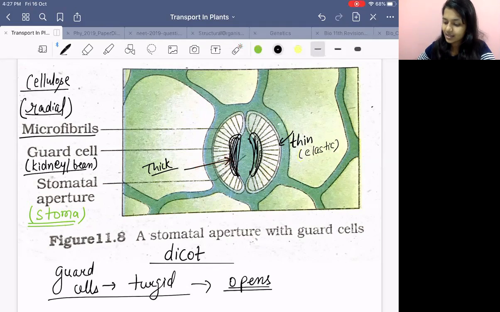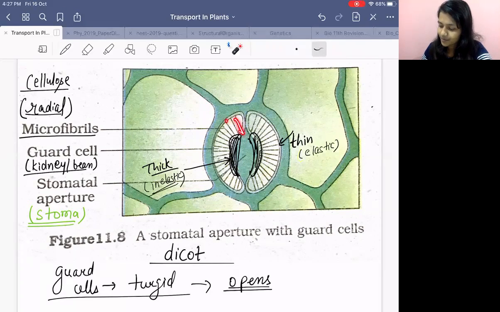Inner wall is thick and inelastic, not elastic. Then you can see there are cellulose microfibrils. This is made of cellulose, as you can see. What is the arrangement? Radial arrangement, right? So what all things help in the opening of stomata? The radial arrangement of microfibrils, first. Second, the shape of the guard cell.